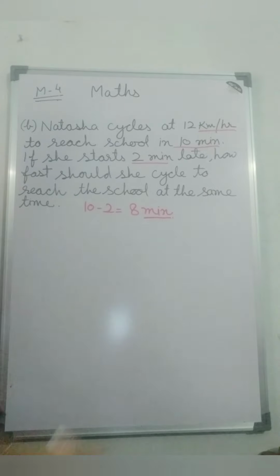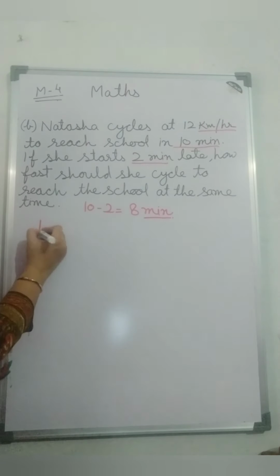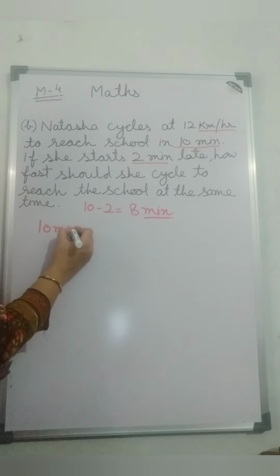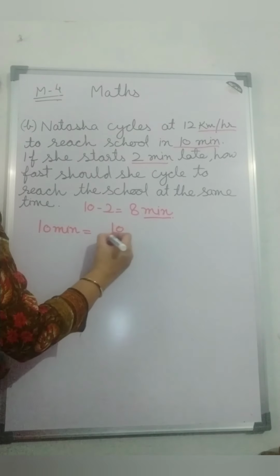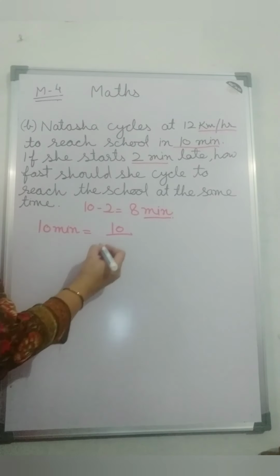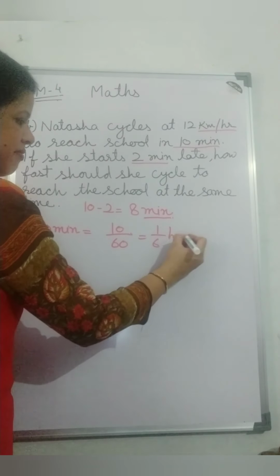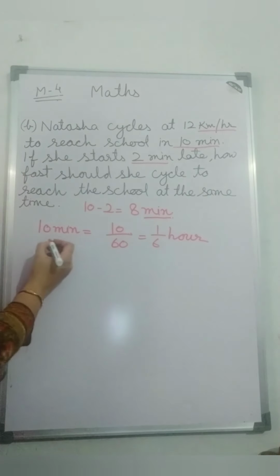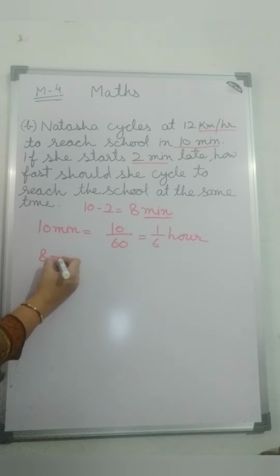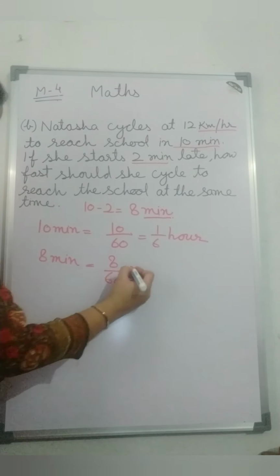These values are in minutes and this value is kilometer per hour. So first we have to convert the timing into hours. First we convert 10 minutes into hours. 1 hour is equal to 60 minutes, so we divide: 10 upon 60, that is 1 upon 6 hour, and 8 minutes is equal to 8 upon 60 hour.